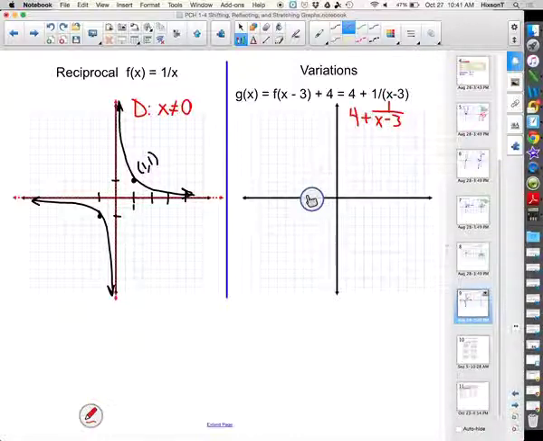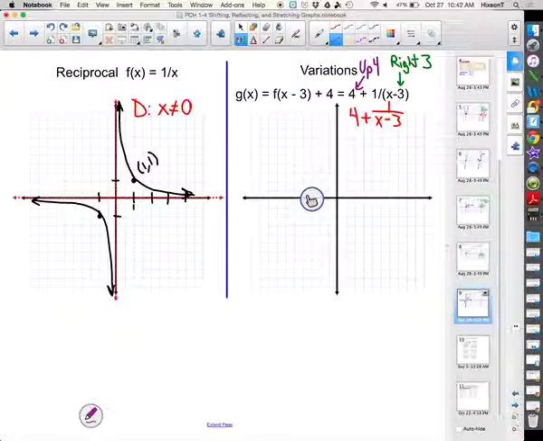So it means moving to the right 3, then up 4. Okay, good. So we have shifts going on here. Notice we're subtracting 3 from the x. That's going to give us a shift to the right 3. Okay? And then this is the reciprocal part, and then we're adding 4 to that whole thing. We're adding 4 to the whole function. That's what gives us the vertical shift. So we're moving which direction 4? Up, okay? Up 4.